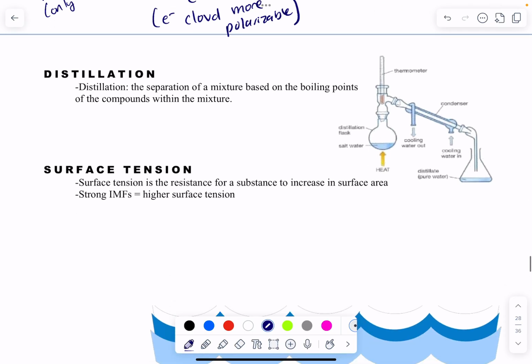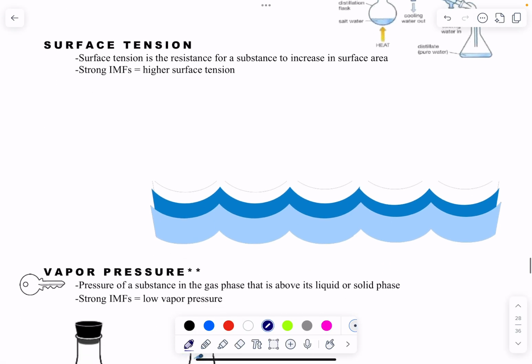I'm going to save distillation for when I am there. Distillation is something that we do all the time in organic chemistry, and essentially all it does is it separates things based on boiling point, but we will do a lab where we do distill. And then surface tension is the resistance of a substance to increase in surface area. And so the stronger your intermolecular forces, the higher your surface tension.